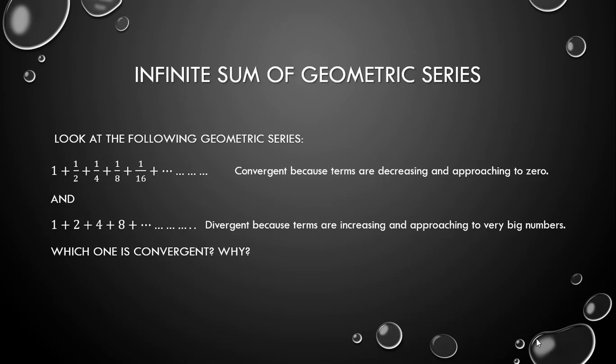If you find out the 100th term of the first series, you will get a very small number. And if you find out the 100th term of the second series, you will get a very big number, and so on. If you find out the 1000th number, it will be a very small number for the first series. And if you find out the 1000th number of the second series, it will be a very big number.